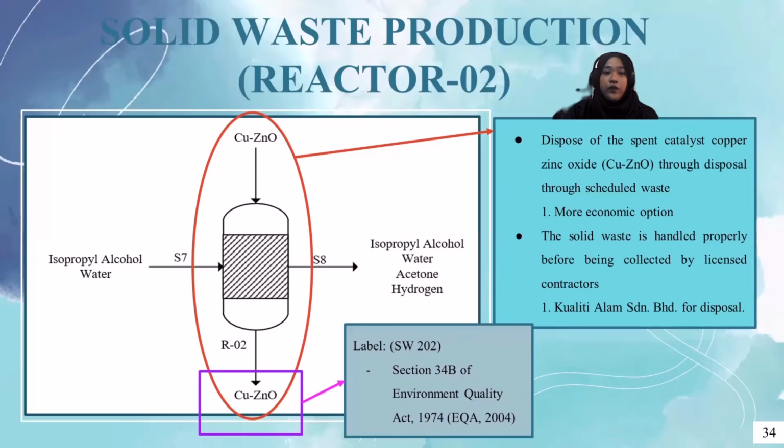So after going through both the advantages and disadvantages, our company chose to dispose of the spent catalyst through scheduled waste. Disposal of scheduled waste offers a more economic option as it eliminates the need for an on-site treatment facility to be built, hence cutting some costs. Spent catalyst copper zinc oxide is labeled as SW202 under the category of solid waste for scheduled waste, to be handled accordingly under Section 34B of the Environment Quality Act 1974. The catalyst will be sent to Quality Alam Sdn Bhd for disposal.